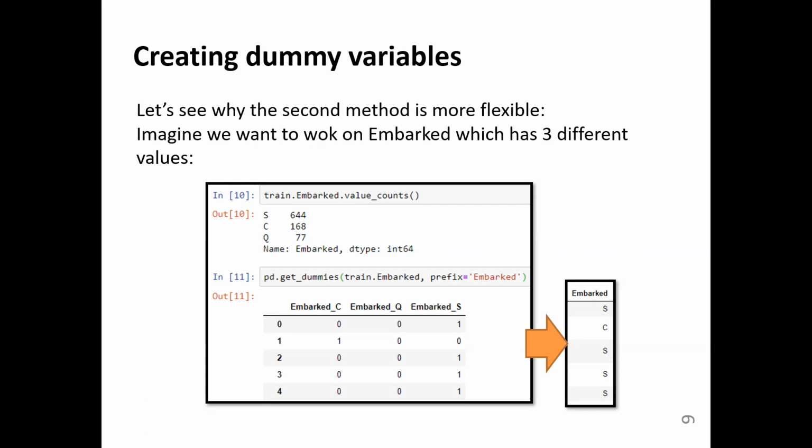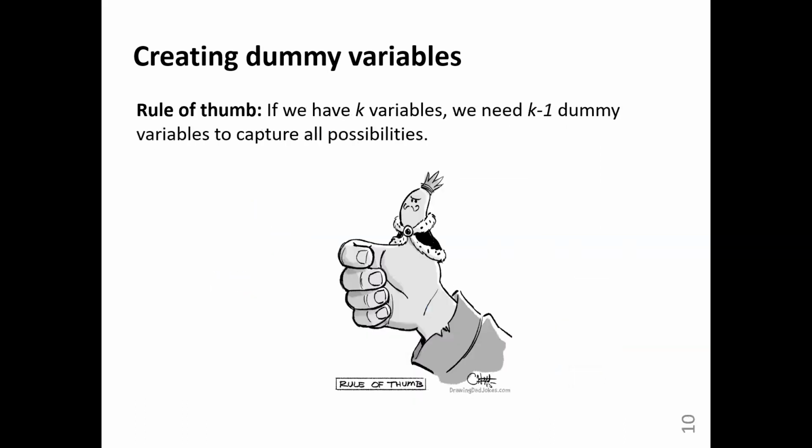And the beautiful part is you can just simply say all the rows, but from column number 1, not 0. So you delete the first one. And this is what we already talked about. So the rule of thumb is if you have k variables, the number of columns that you need is k minus 1.